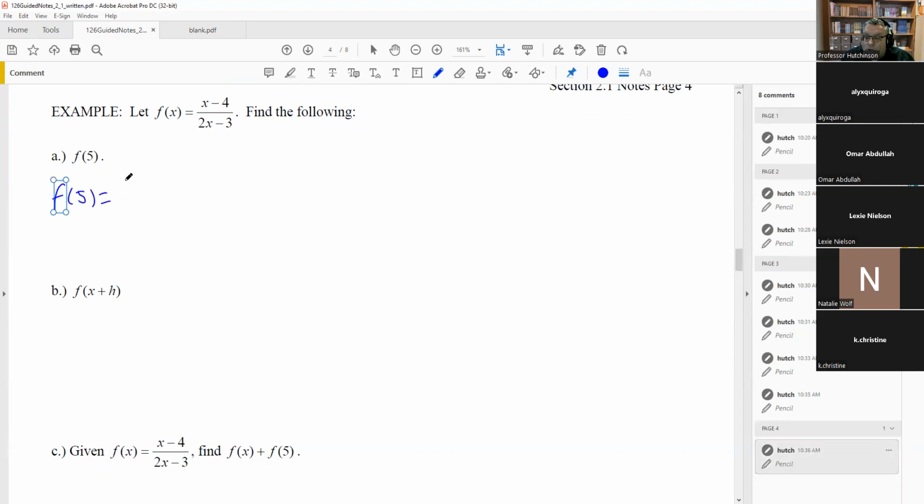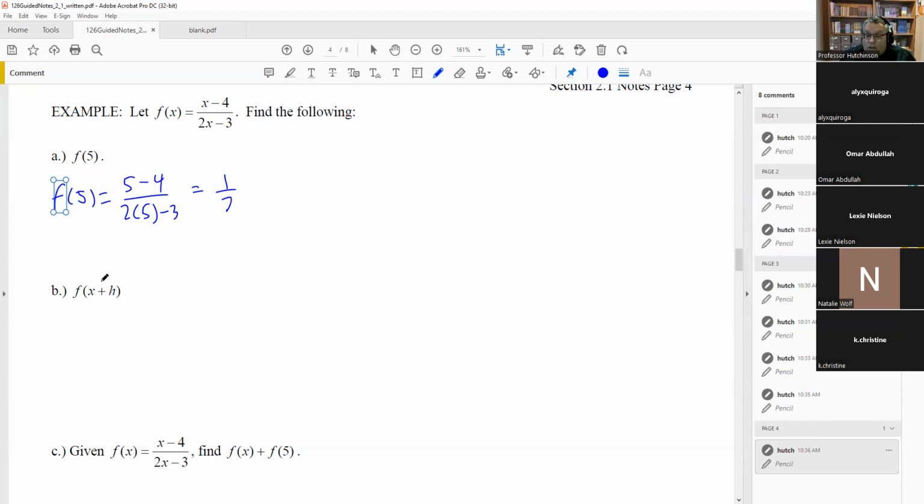is equal to 5 minus 4 over 2 times 5 minus 3. And we're going to get 1/7 as a result there. We get 1 on top and we get 10 minus 3 or 7 on the bottom. And that's going to be your answer. So f of 5 is equal to 1/7.